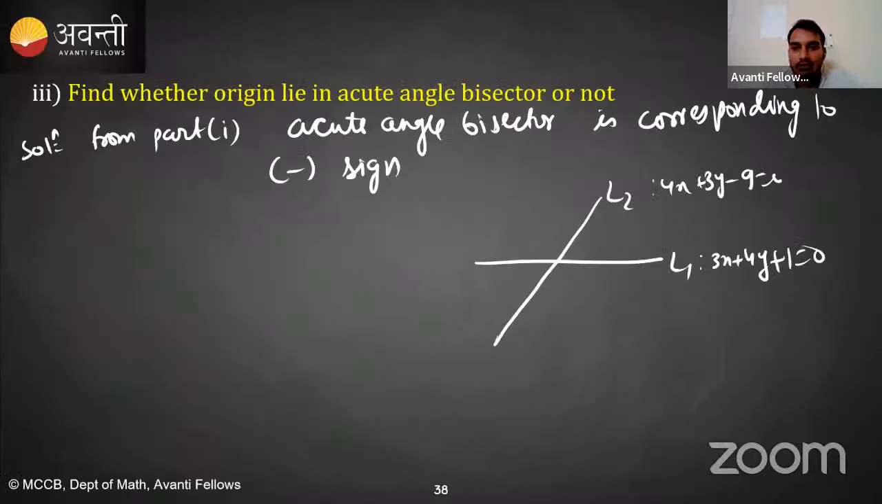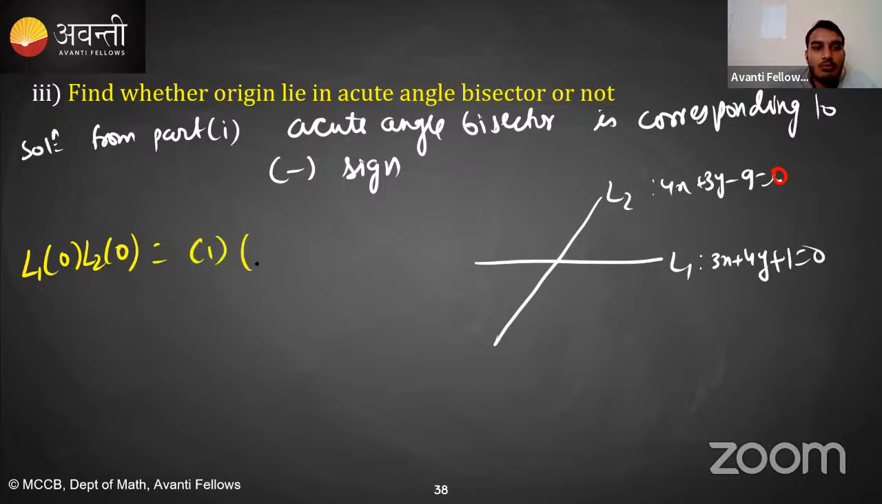चलो ये भी समझ में आ गया. Clear? So now student, if I ask you find the equation of bisector where origin is lying, तो कैसे निकालोगे? First check. कैसे चेक करोगे? L1 0 into L2 0 कितना आ गया? Put the origin in the line L1. What you will get? 1. Put the origin in the line L2, you will get minus 9.